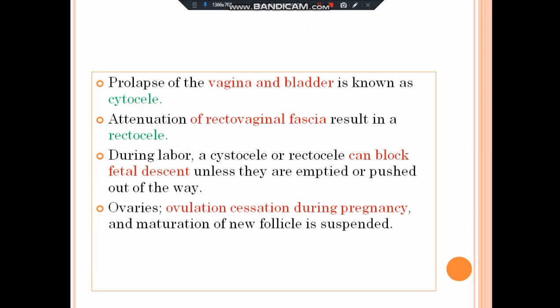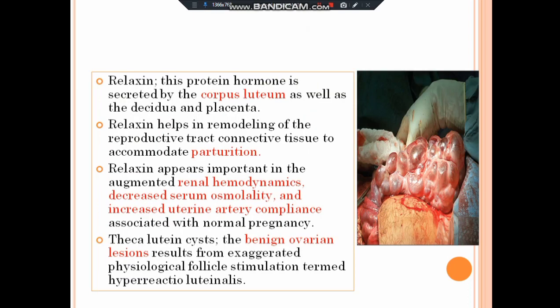During pregnancy, ovulation ceases, as well as the maturation of new follicles is also suspended. Now we come to relaxin. Relaxin is a hormone usually secreted by the corpus luteum, which is helpful in parturition. Relaxin is also helpful in renal hemodynamics, decreases serum osmolality, and increases uterine artery compliance.